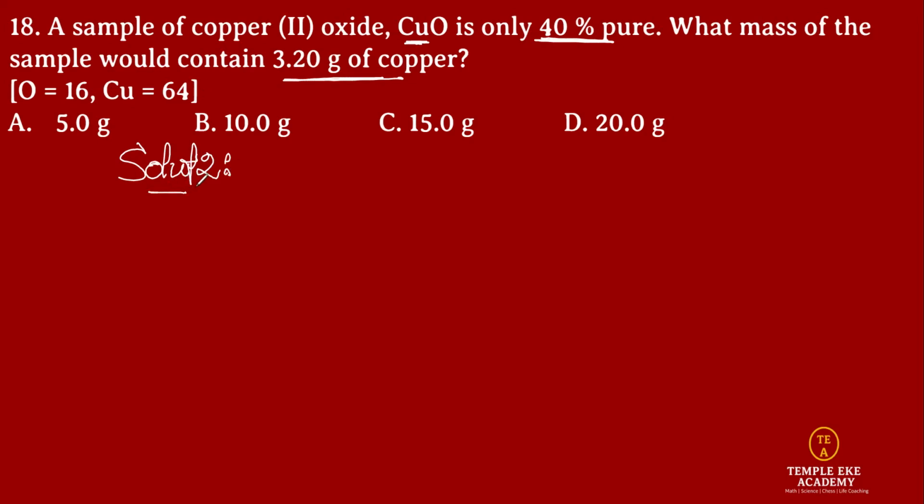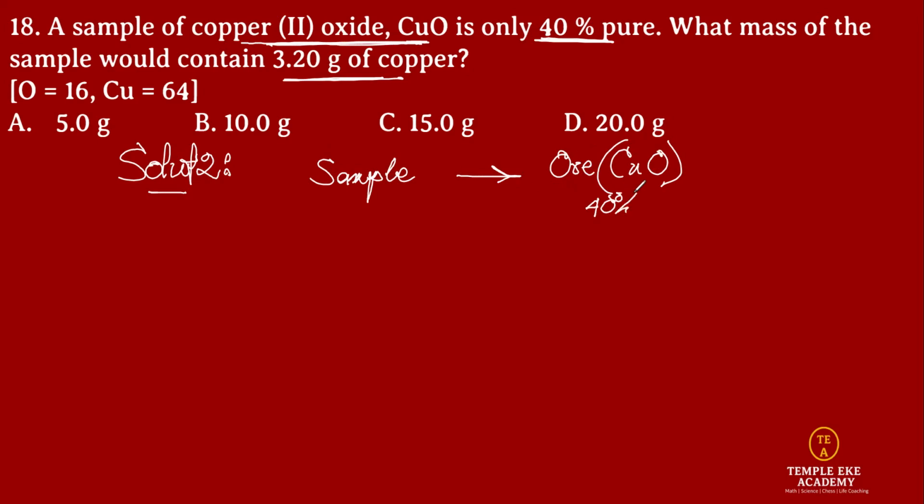And in this video, we're going to use the method of dimensional analysis. Now, let us establish that there is a difference between the sample and the ore in the sample. So these two are different. You have the sample, and the sample contains the ore. So since this sample contains the ore and is only 40% pure, it means the true ore, which is the copper 2 oxide, makes up only 40% of the sample. The sample is the full composition, which is 100%.